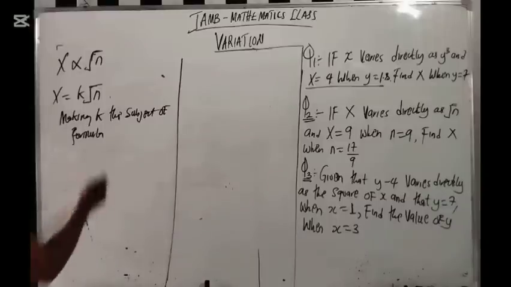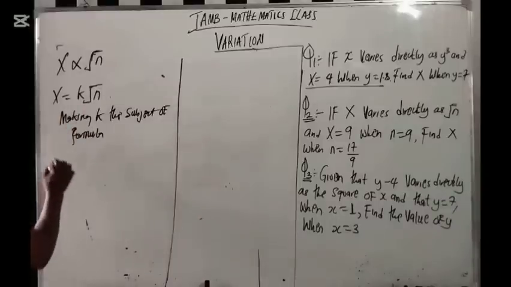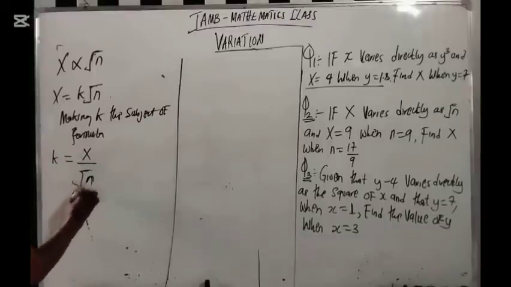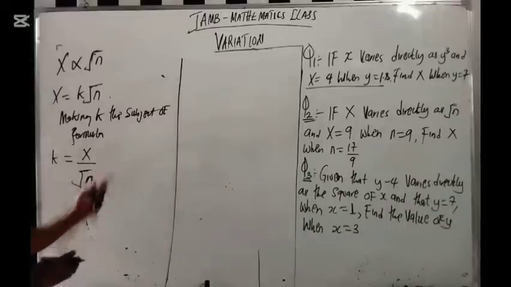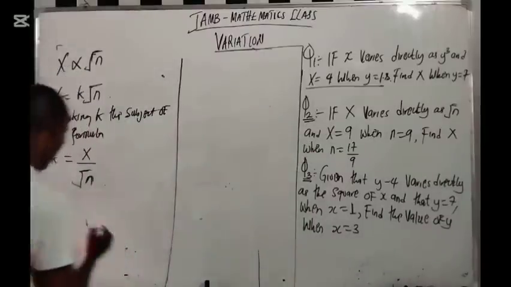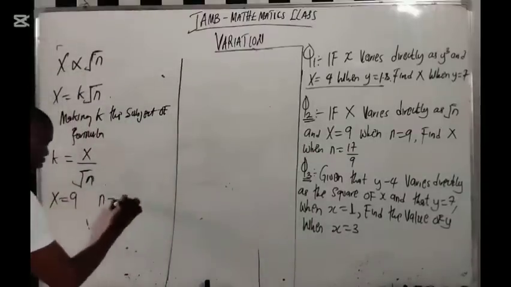So if you should do that here, divide both sides by the square root of n, right? So it would be k equals x over the square root of n, right? So what I want to do here is to input my values. My x is 9. My n equals 9. Can you see that?